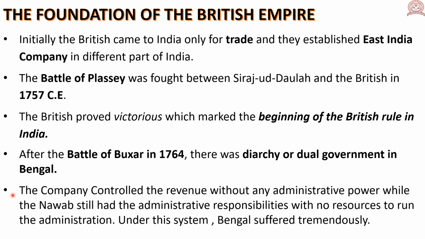This means that after the Battle of Buxar in Bengal, the diarchy or dual government system started. Under this system, the revenue was collected by the company, but they had no administrative power, while the Nawab of Bengal had the administrative responsibilities, but no resources to run the administration. Under this system, Bengal suffered tremendously.